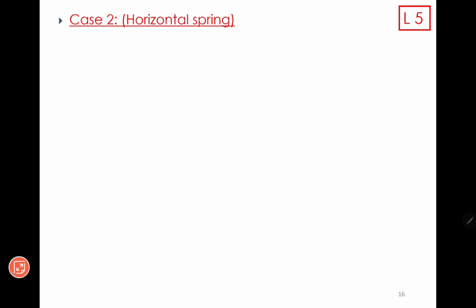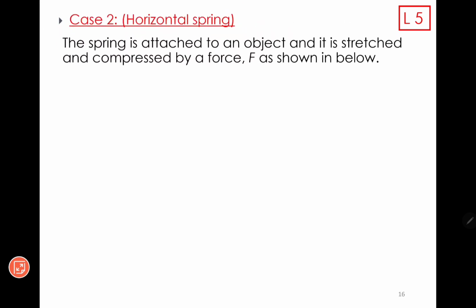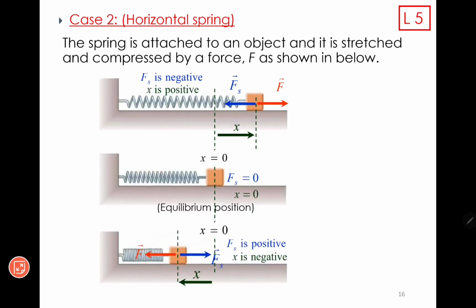Okay, next, for the second case, we are discussing the horizontal spring. So what do we have now? The spring is attached to an object and it is stretched and compressed by a force F, as shown in the figure below. All right, so this is the situation. There are three different situations given. For the first one, the spring elongates here. To elongate the spring, an external force should be applied on the object. The external force is directed to the right, which is the red one.